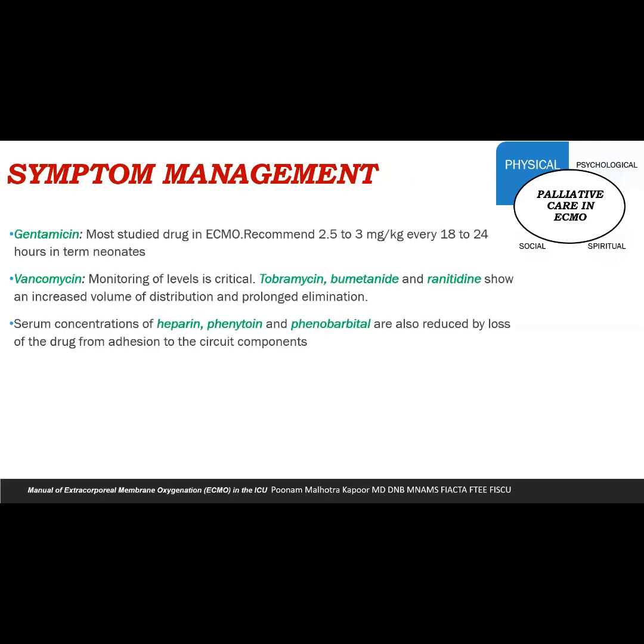And speaking of antibiotics, gentamicin is more studied in ECMO and is recommended at 2.5 to 3 milligrams per kilogram every 18 to 24 hours in neonates, because ECMO was majorly used in neonatal patients. And for vancomycin, monitoring of levels is critical. Tobramycin, bumetanide, and ranitidine show increased volume of distribution and prolonged elimination. Serum concentrations of heparin, phenytoin, and phenobarbital are also reduced by loss of the drug from adhesion to the circuit components.